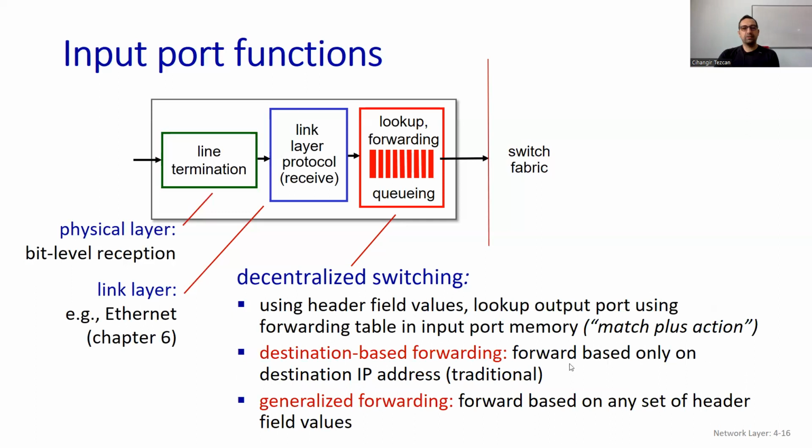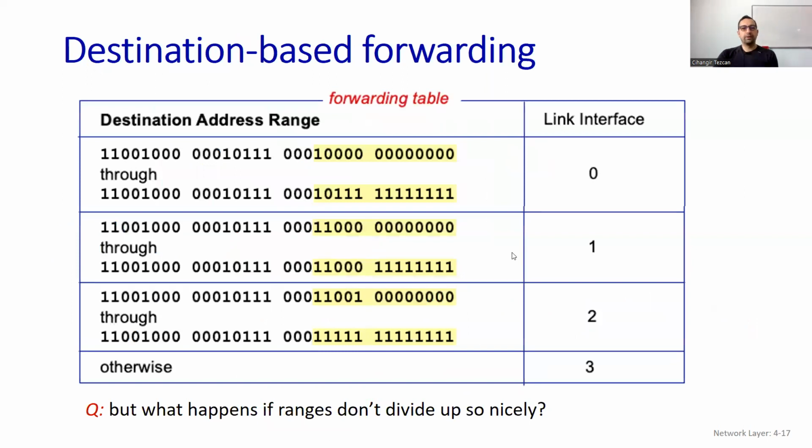So destination-based forwarding: forward based only on destination IP address. This is the traditional method. Generalized forwarding: forward based on any set of header field values. Okay. So destination-based forwarding works as follows. These are the destination address ranges. These are actually IP numbers written as bits, right? Because we haven't seen the IP datagram yet, which is the next topic. But just think that in IP version 4, we have 32-bit IP addresses. When you convert them into bits, this is what you see.